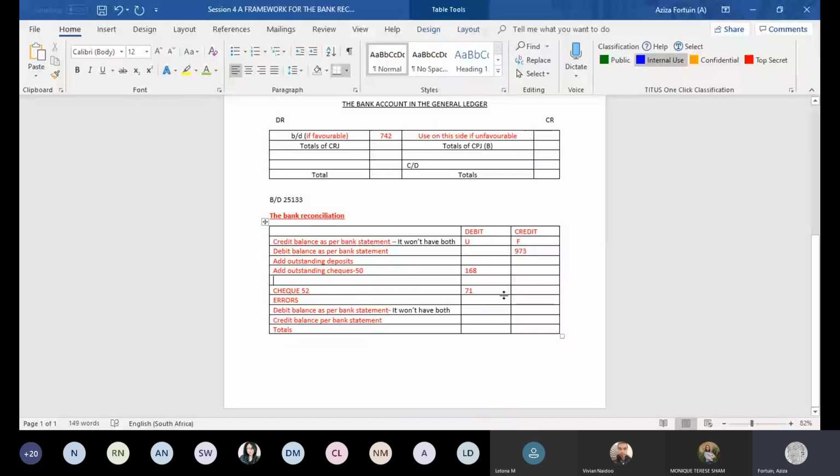Okay, so the 420 is also an outstanding check. 47. Okay, so it wasn't cash in the payments journal. Okay, you can continue, Vivian, if you don't mind, or Monique.